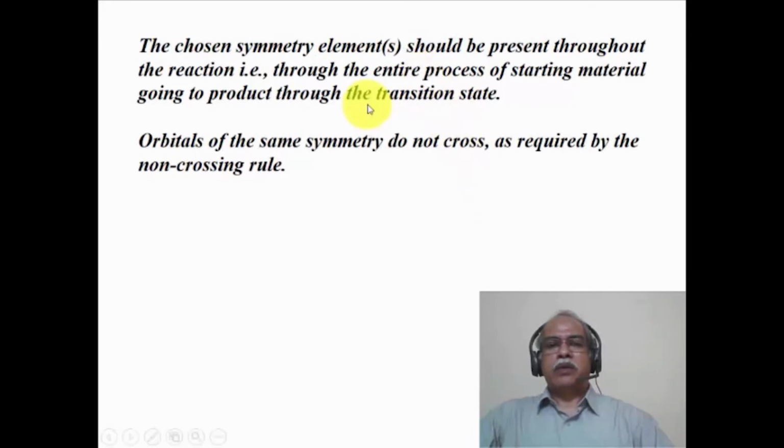This is what I mentioned earlier also. Through the entire process of the starting material going to the product through a transition state, in the transition state also the symmetry element must be present, which will be considered for the orbital correlation, symmetry correlation methodology. Orbitals of the same symmetry do not cross, as required by the non-crossing rule. I can give a lot of explanation for this, but I will illustrate this point with an example when we come to the construction of the molecular orbital symmetry correlation methodology. At that time I will explain this properly to you.